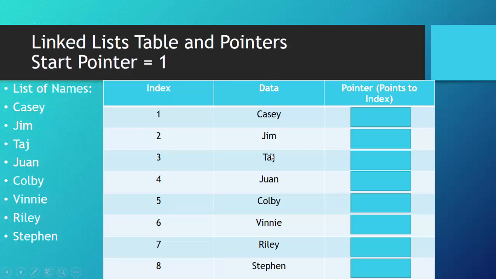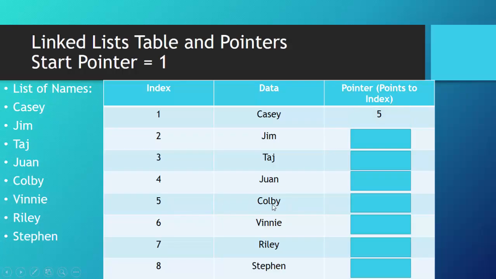So we kept everything in order. This is the index. We omitted slot 0, so our null pointer is going to be 0. And we look at our start pointer, which is 1, which means it's pointing to index 1. We take a look at Casey. What name would come after Casey if we're making it sorted? That would be Colby. What index is Colby in? Colby is in index 5. So what does Casey's pointer need to point to? He needs to point to 5. Then that points to Colby.